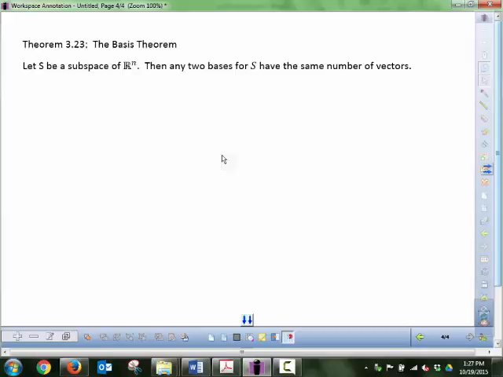Remember, a basis is a set of linearly independent vectors that span your subspace. So they have to have the same number of vectors. I won't talk much about that. You can try to prove it if you want. This would be a good proof by contradiction. You can assume that there are two bases and one of them has more than the other, and then you'll get a contradiction somewhere. So if you're doing an honors project, for example, and you're doing proofs, this would be something to do.